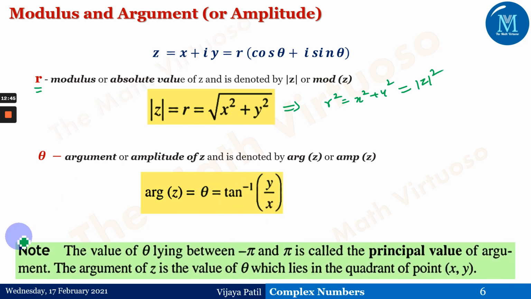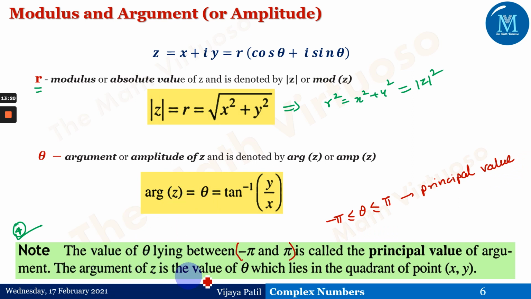And note, very important again, this note I have put in the green color. The value of theta lying between minus pi to pi is called the principal value. This is a very important thing to note down: the value of theta which lies between minus pi and pi. That means minus pi is less than or equal to theta is less than or equal to pi, is known as the principal value of the argument, or the theta.